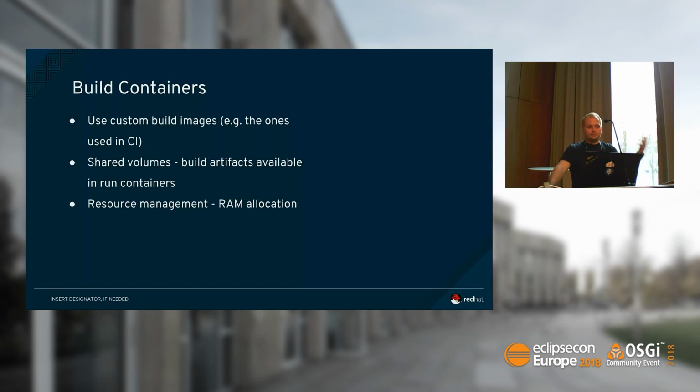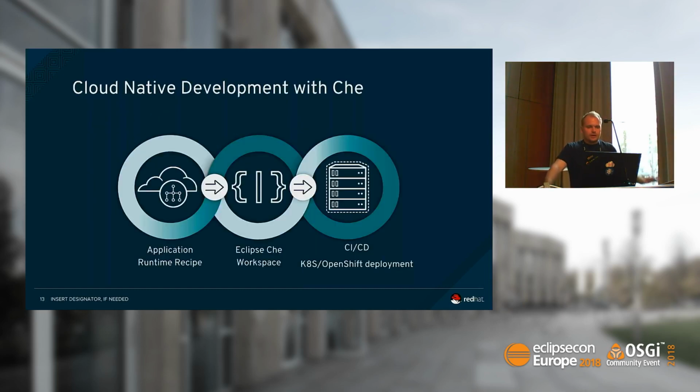Build containers share volumes with other pods, so you can easily build artifacts, and other containers will consume those artifacts. And you can allocate RAM per container. Different projects require different amounts of RAM, so whatever makes sense for a project, 2-3 gigs for a heavy Maven build, it's you who controls it.